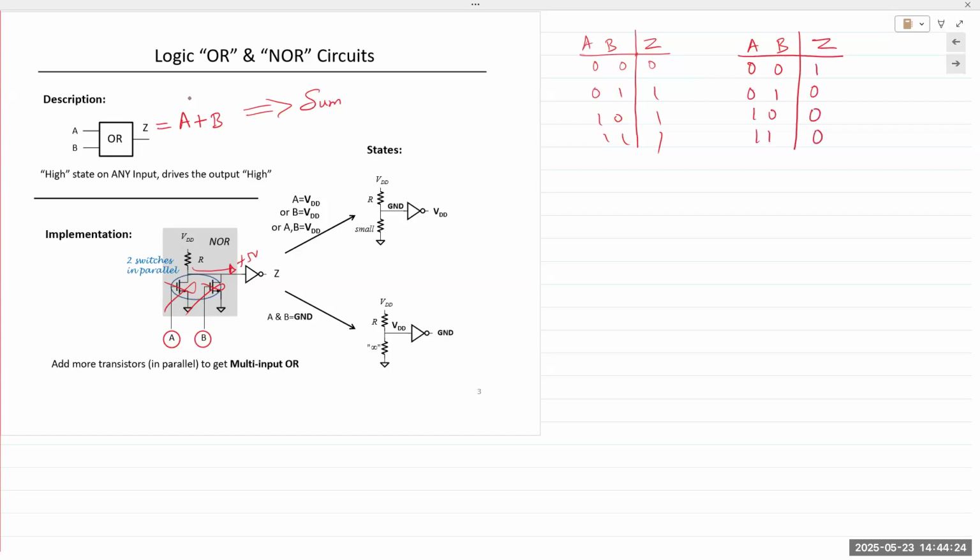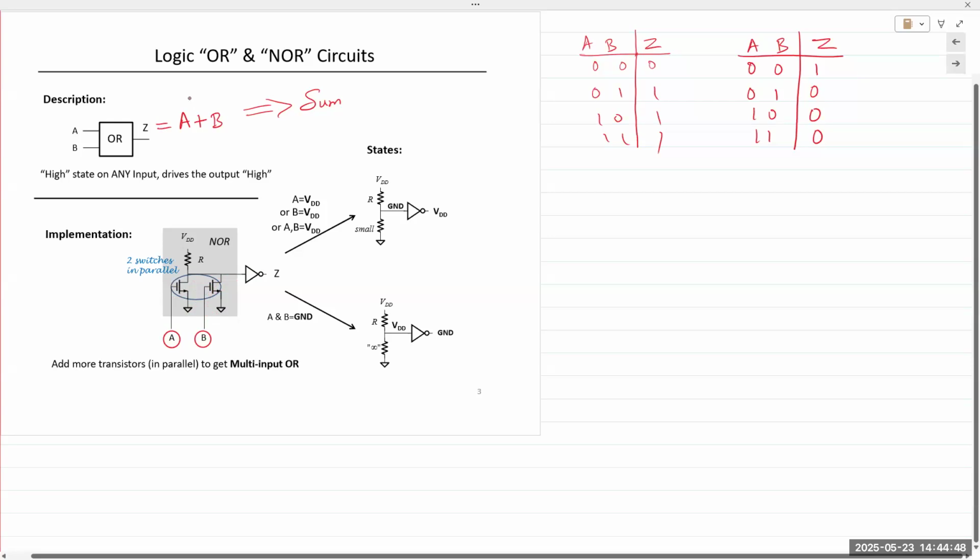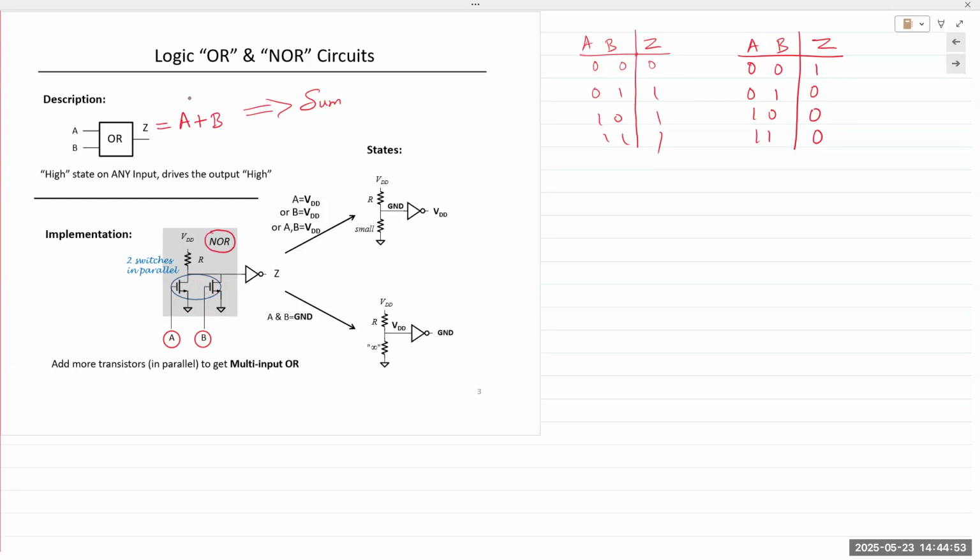Because if even a single transistor is on, whether A is high or B is high, meaning the gate of the MOSFET is above the threshold voltage, either one of them is on, it connects the output to ground. So output goes directly to ground, whether it's A or whether it's B or whether it's both A and B. So the output of two transistors in parallel is a NOR output. So by default, we obtain Z bar.